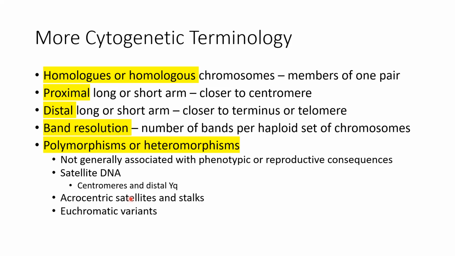I talked a little bit about polymorphisms, heteromorphisms. And like I said earlier, those are not generally associated with phenotypic or reproductive consequences, but they can certainly play an important role in chromosome breakage. The other thing that we have also come to accept and appreciate is that there are euchromatic variants. So there are variants that are not considered heteromorphisms because they're in the G-banded regions. But if there's some gain and loss there, it's, again, usually no phenotypic or reproductive consequences.